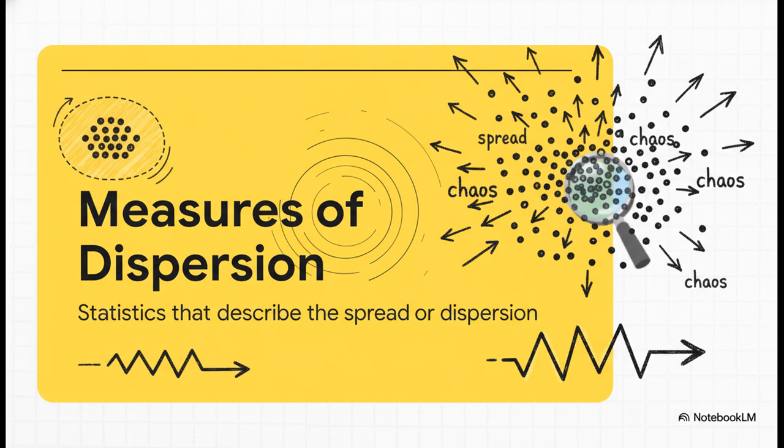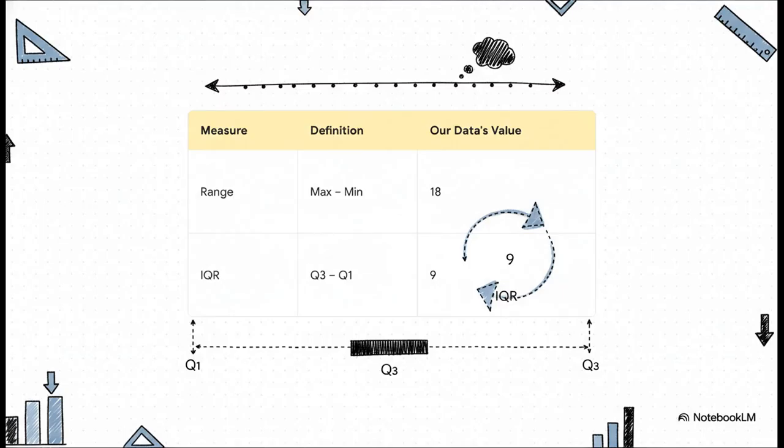Is everything neat and tidy with all the clues in one place, or is it a total mess with stuff scattered everywhere? A small spread is a tidy case. A large spread, well, that's when things get interesting. So let's start with a couple of simple tools. First, you've got the range. Super easy. It's just the distance from the smallest number to the biggest one. For our data, that's 18.